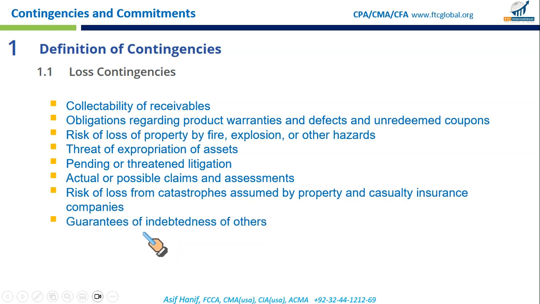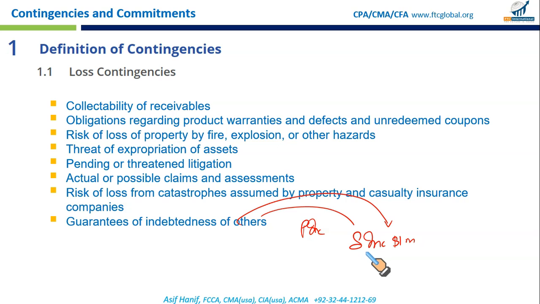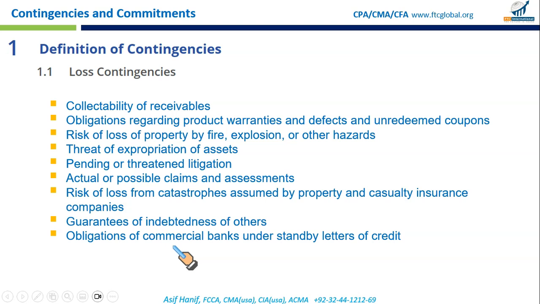Guarantees of indebtedness of others. Let's say we have given a guarantee to one of our subsidiaries. We are the parent incorporated and another company is the subsidiary incorporated. The subsidiary has taken a loan of $1 million, and we have guaranteed that the subsidiary will honor the payments. If the subsidiary fails, we might be liable, right? So a probable loss if the subsidiary fails to pay. Obligations of commercial banks. Let's say we are a contractor and we request the bank, and the bank issues us a $1 million standby letter of credit facility.